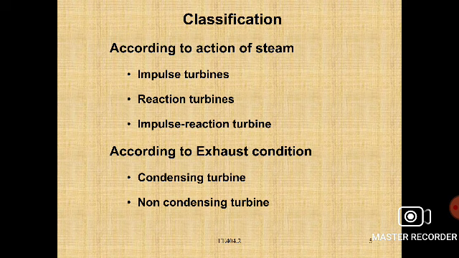According to the direction of flow: in an axial flow turbine, steam flows in a direction parallel to the axis of the turbine. Next one, the radial flow turbine: steam flows in a radial direction, perpendicular to the axis.